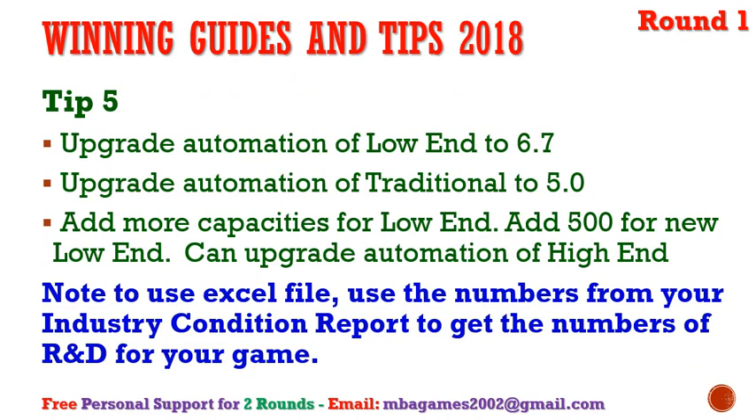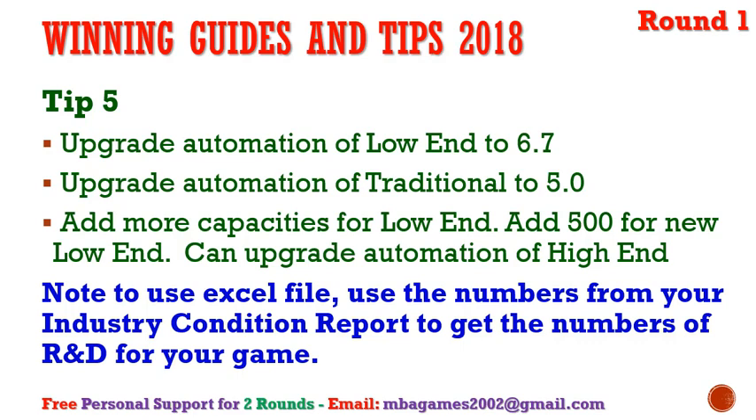And tip number 5, we update automation of low end to 6.7 and traditional to 5. Those are examples only. You can update to 6.5 or even to 7, depending on the investment allowed for round 1. For round 1, every company starts from an equal point, so you can set that to 6.5 or 6, depending. And low end needs high automation. That's logical, right? Because low end products automate quite a lot, which can save cost.